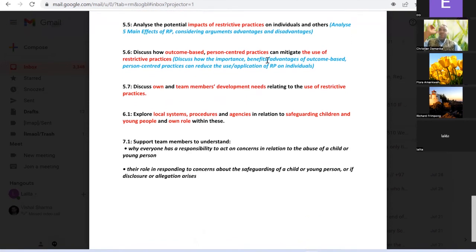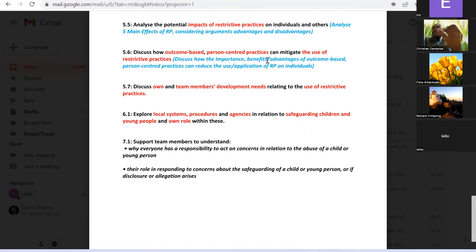5.7, discuss your own and your team members' development needs in relation to the use of restrictive practice. This question is just like the same that we talked about in relation to mental capacity: your development needs in relation to the Mental Capacity Act and the use of it. So you apply the same to restrictive practice and the use of it.